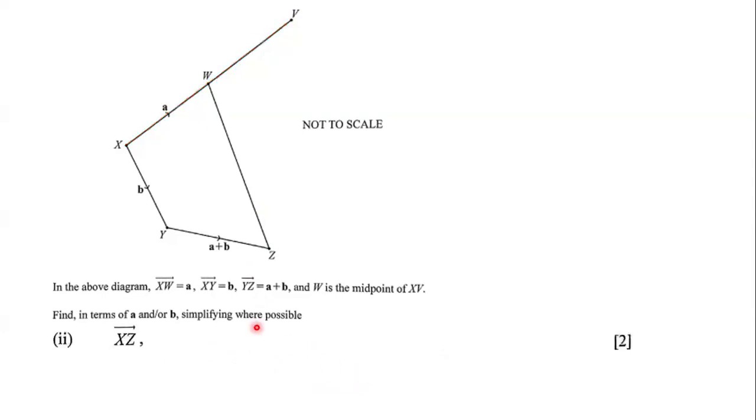Okay, next we have xz. So xz means that we start at x and we end at z. So we're gonna go from x to y, and then from y to z. So x to y is b, and that's why we have b here. And then from y to z is a plus b, and so that's why we have a plus b here.